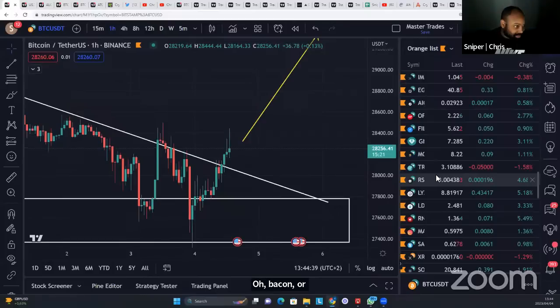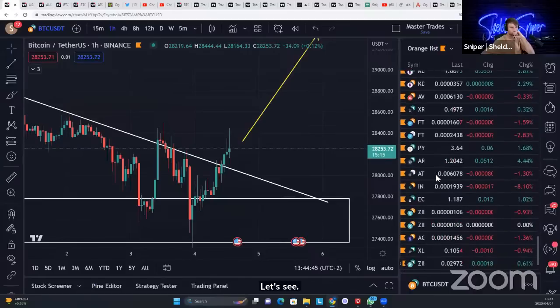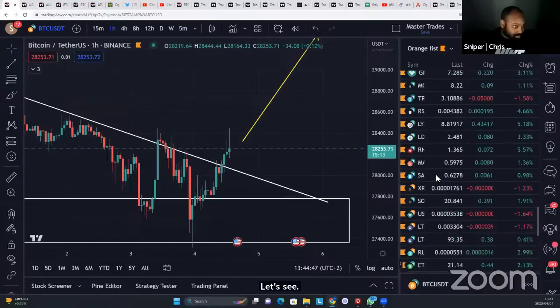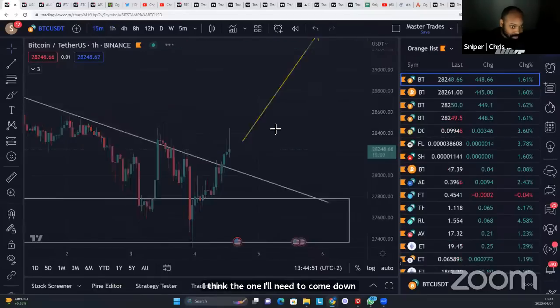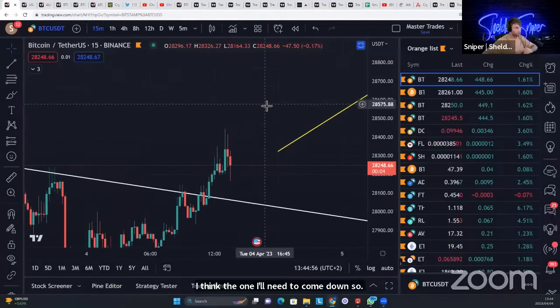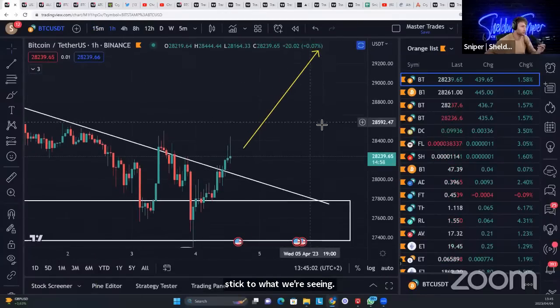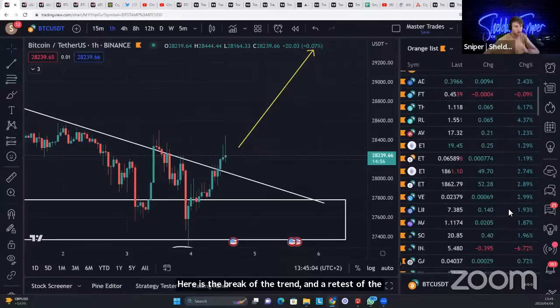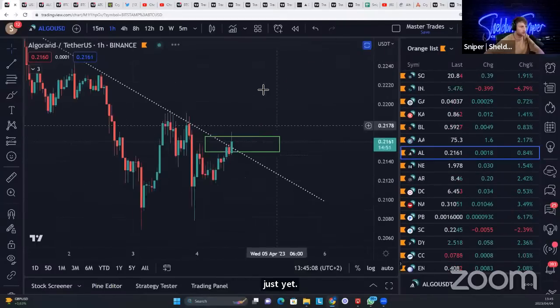Let's see. I think the 1 hour will need to come down some. Okay, so technically we've got to stick to what we're seeing here, which is the break of the trend and a retest of the trend, which we have not done just yet. So let's have a quick look at Algo.